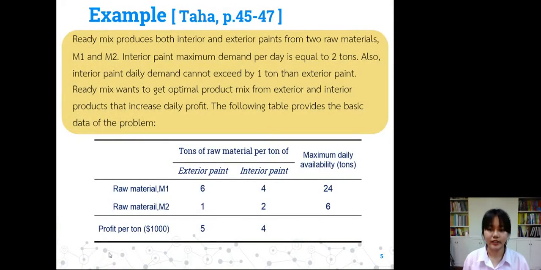This is an example linear programming problem. Ready Make produces both interior and exterior paint from 2 raw materials, M1 and M2. Interior paint maximum demand per day is equal to 2 tons. Also, interior paint daily demand cannot exceed exterior paint by more than 1 ton. Ready Make wants to get the optimal product mix of exterior and interior products that increases daily profit. The following table provides the basic data of the problem.